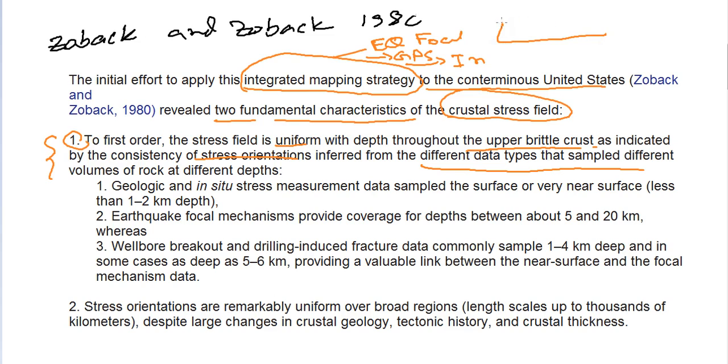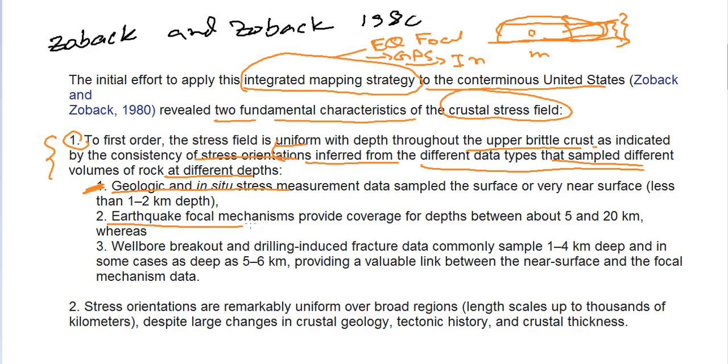So we know that if this is the brittle crust and this is the mantle, then this is the upper brittle crust, and the stress field is uniform throughout its depth. This stress orientation is consistent with the stress orientation inferred from different data that sample different volumes of rock at different depths. So the data measured from the in situ or geologic stress measurements are consistent with this statement.